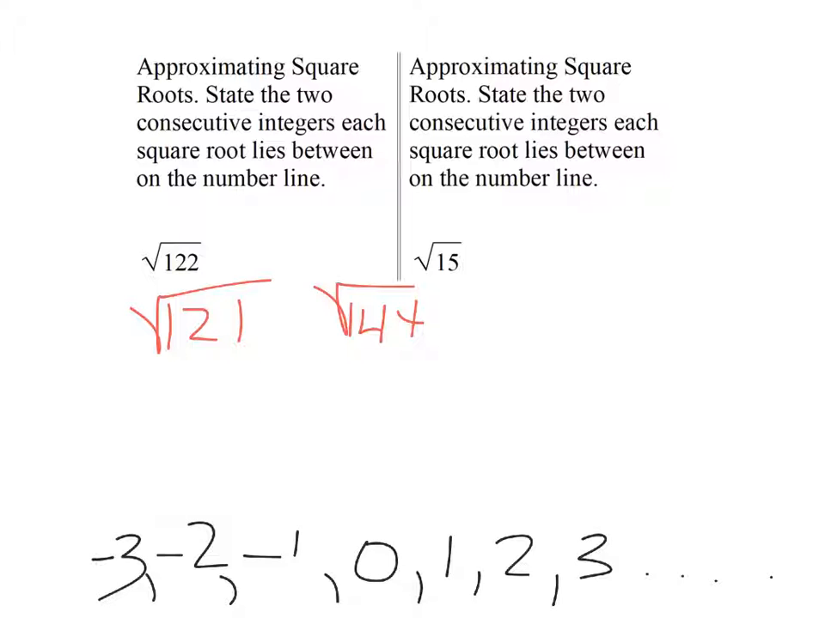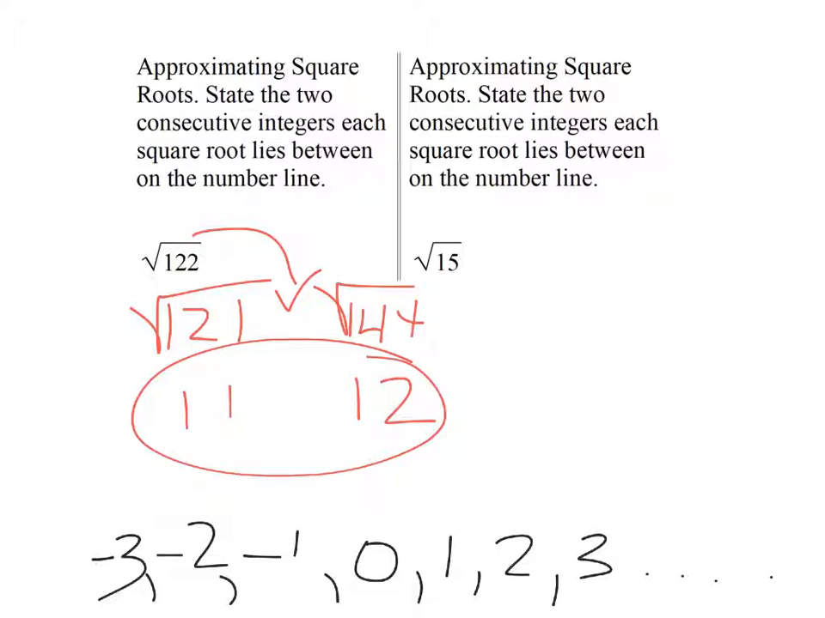So now, since it falls in between those, the answer is going to be in between the answers of those two. So the square root of 121 is 11 and the square root of 144 is 12. This tells me that my answer is going to be 11 point something. Okay, so I would state that the two integers it falls between are 11 and 12.